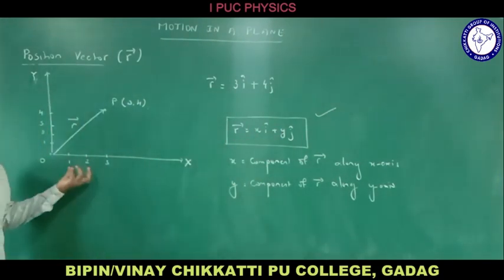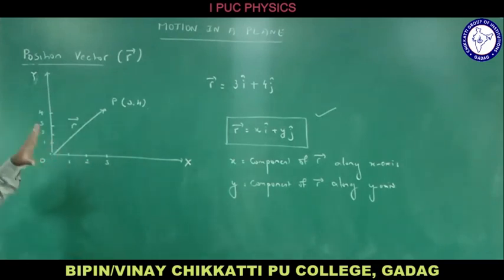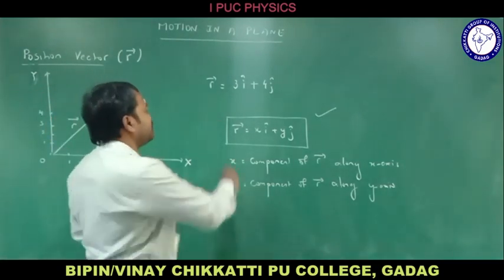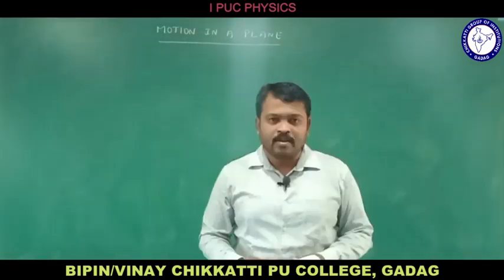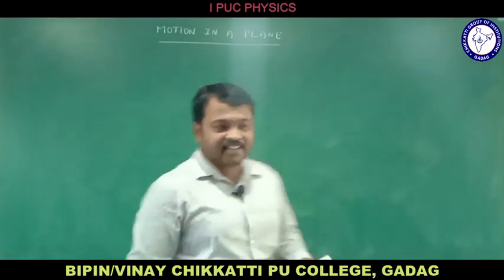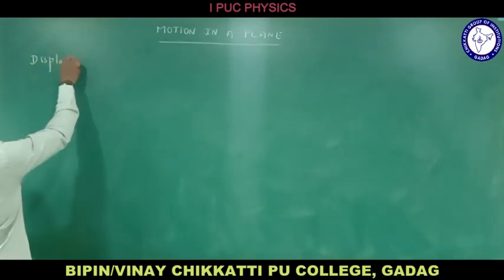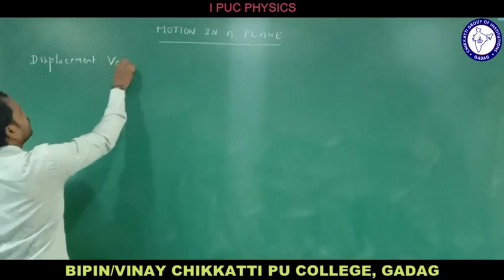X is how many units along the x-axis, y is how many units along the y-axis. So this is how the position vector is represented. Now let us move on to the second vector, that is the displacement vector. The second kind of vector that we have already discussed is the displacement vector.